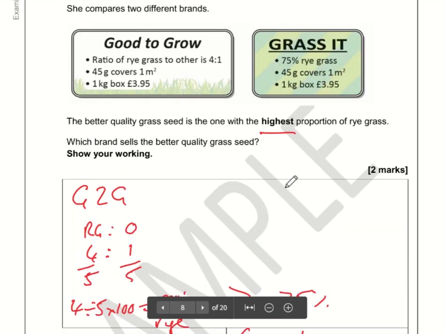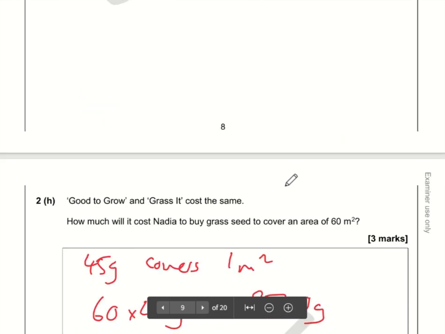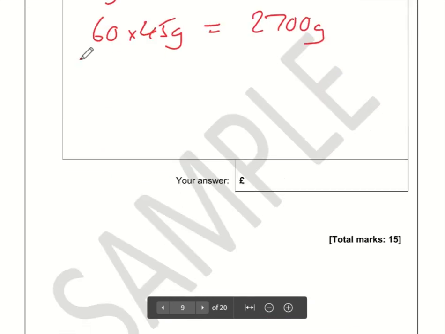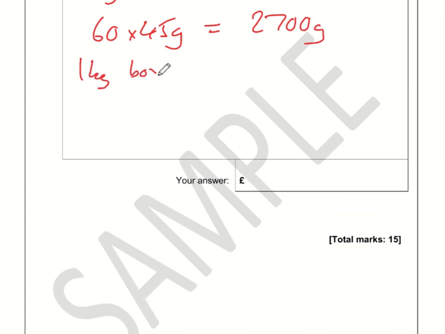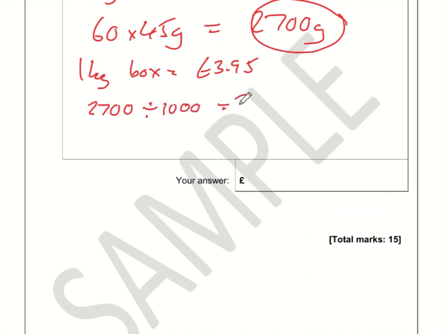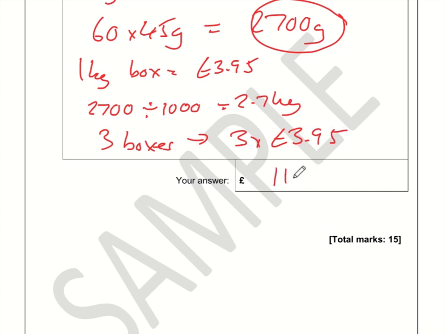Let's just go and look at the price. It's a 1 kilo box, £3.95. So what I would like to do is turn that into kilos. There are 1,000 grams in a kilo, so divide that by 1,000, that is 2.7 kg. So therefore we're going to need 3 boxes. So that's going to be 3 times by £3.95, and that comes to a total of £11.85.